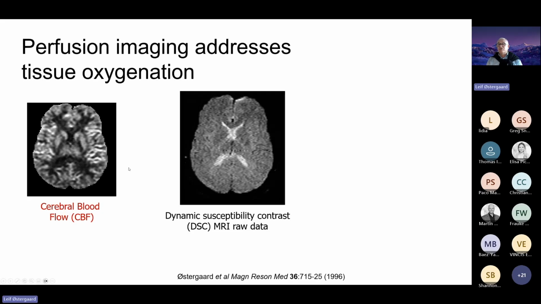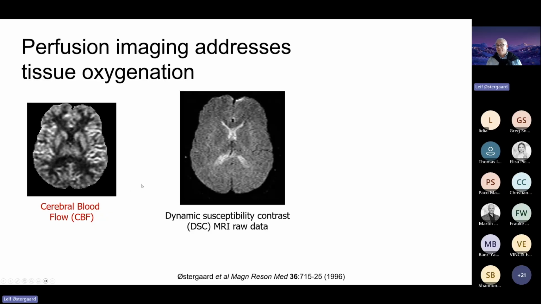So first of all, as I just alluded to, perfusion imaging, we do that to address perfusion or tissue oxygenation. And what we do is that we let an intravascular bolus passage of iodine, or in this case, MR contrast, through the brain. And using that, we can calculate in every part of the brain the concentration of contrast agent, and the perfusion imaging software converts that into images of cerebral blood flow, as you see on the left.